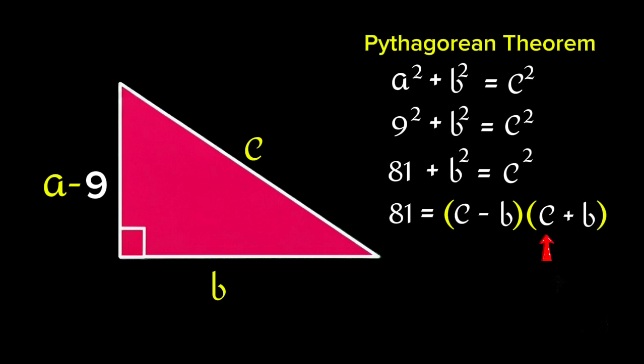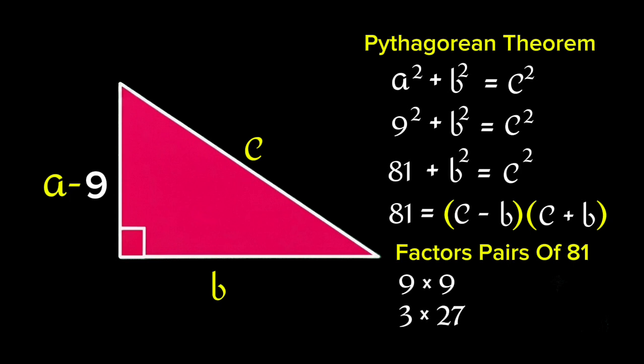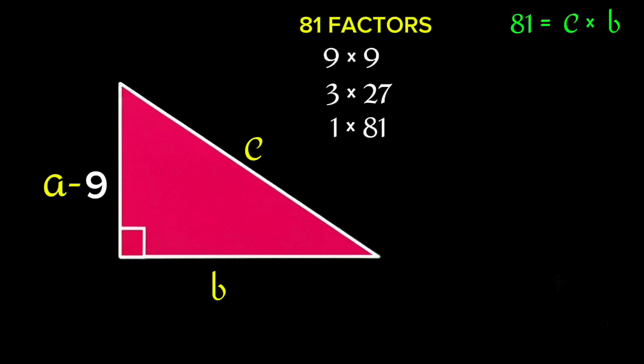We know that b and c are whole numbers. Therefore, c minus b and c plus b must also be whole numbers. And when we multiply these two factors together, the result must be 81. Also, because c is a hypotenuse, it must be longer than b. That means c minus b is the smaller factor, while c plus b is the larger factor. So instead of randomly guessing values, we can systematically test all the factor pairs of 81. The positive factor pairs are 9 and 9, 3 and 27, and 1 and 81. Let us check each one.